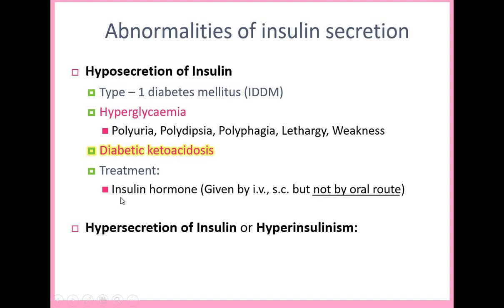Treatment, definitely you need to give insulin hormone, right? Previously the insulin was given from animal sources. Now humulin, that is human insulin, synthesized by biotechnological methods in E. coli, is given. That is either by intravenous and more commonly by subcutaneous route. But definitely you cannot give it by oral route. Why? It is a peptide. It will be easily denatured and hydrolyzed by the presence of acid, and that's why it cannot be given by oral route as such.